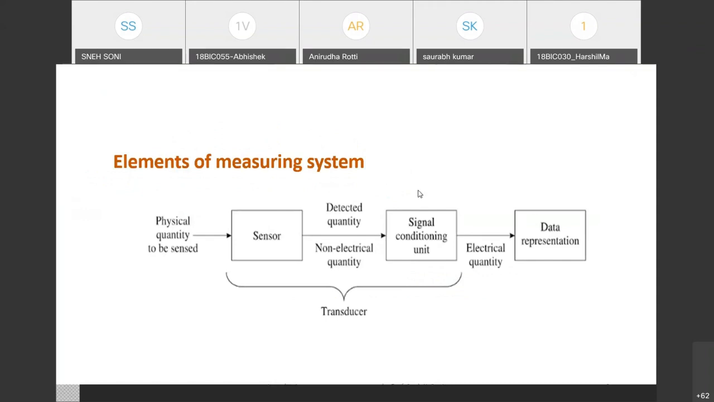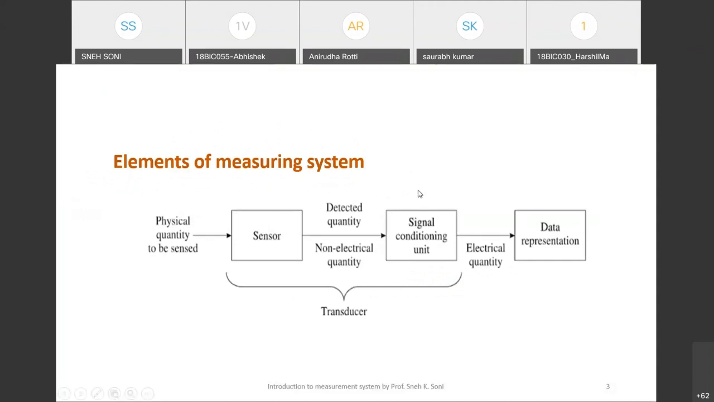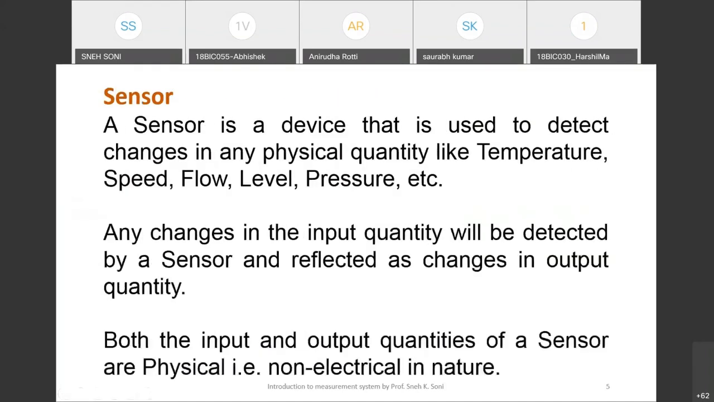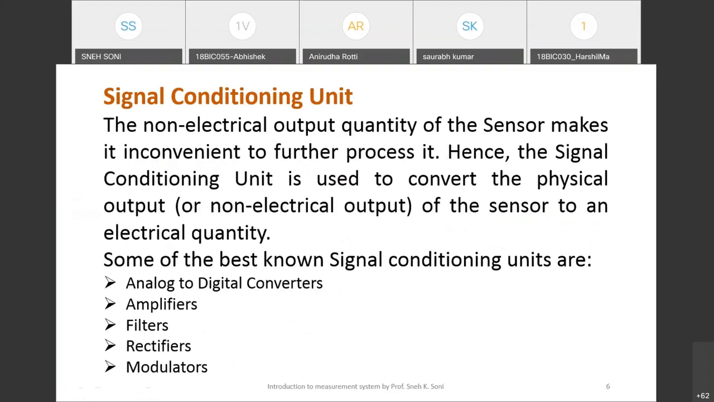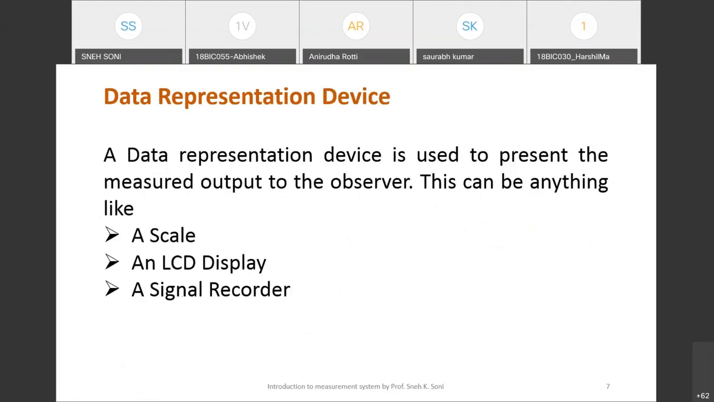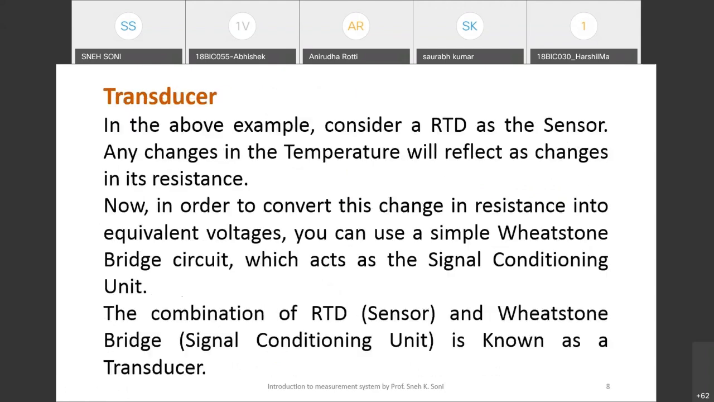Now, after understanding this, we had this part. What is basically the difference between sensor and transducer, right? What are the different blocks in signal conditioning unit? So we have A to D converter, we have amplifier, we have filter, then we have rectifiers or maybe modulators. So these are the different blocks that may be there in the signal conditioning unit. And data representation device may be LCD display, maybe a kind of a scale, kind of a recorder, right? So these are the different blocks available.